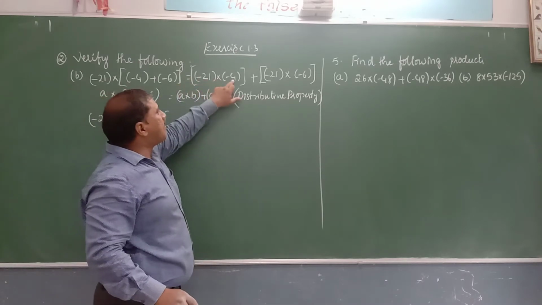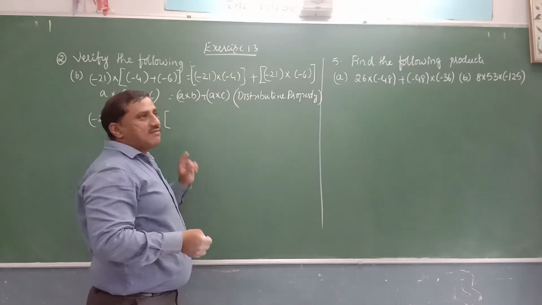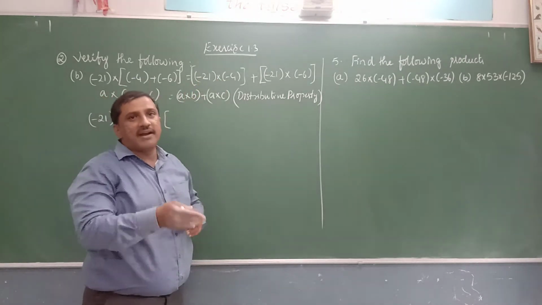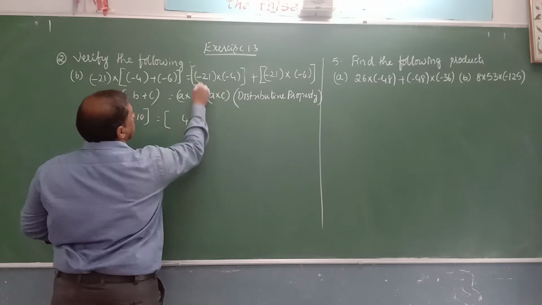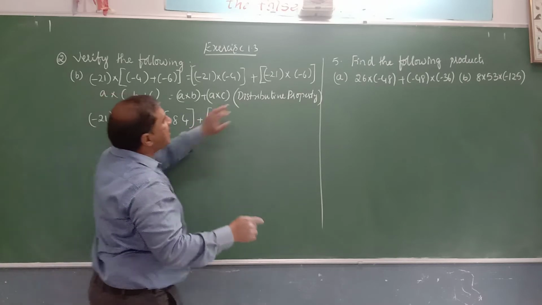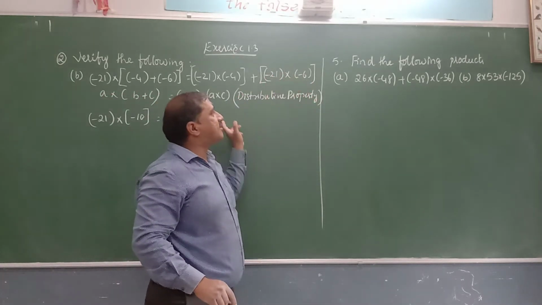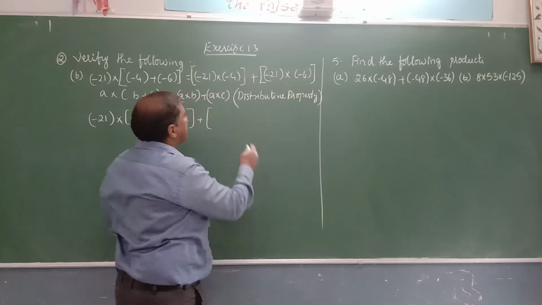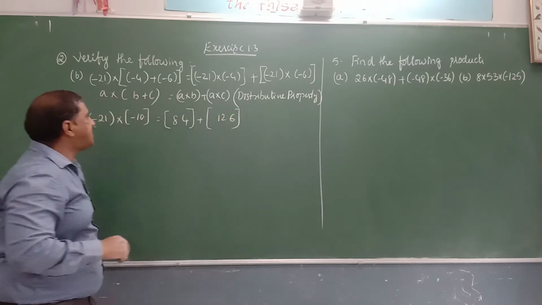Now the right hand side: minus 21 into minus 4. We are multiplying two negative integers. How to multiply two negative integers? First multiply the signs: minus into minus is plus. Then multiply the numbers: 4 ones are 4, 4 twos are 8, so 84, plus. Again two negative integers multiply: minus into minus is plus, then multiply the numbers: 6 ones are 6, 6 twos are 12, so 126. We got 126, and this is 84.